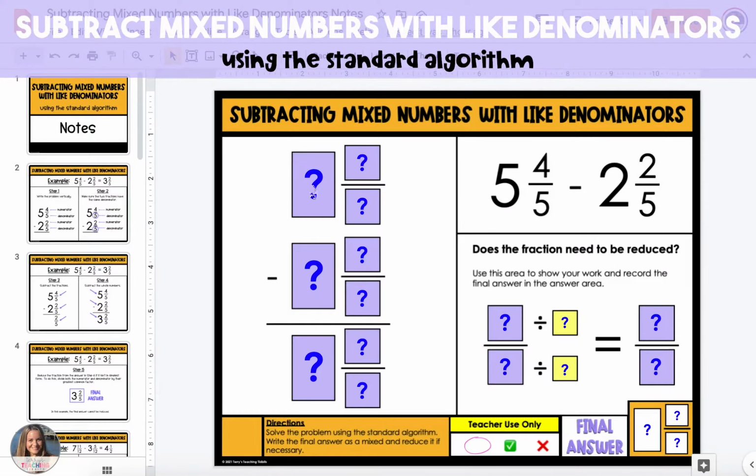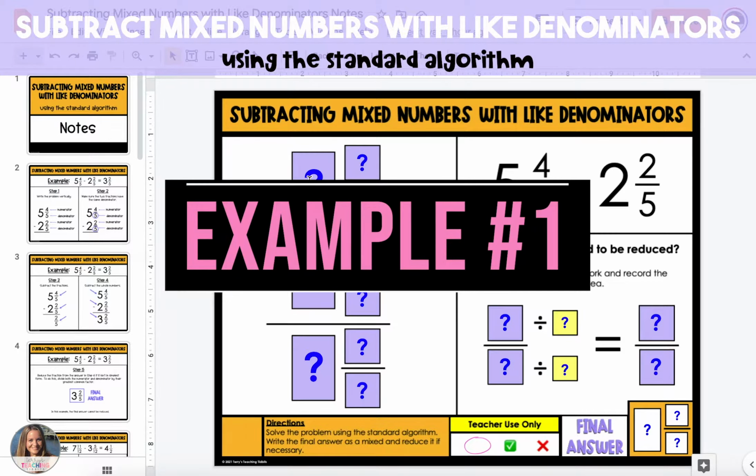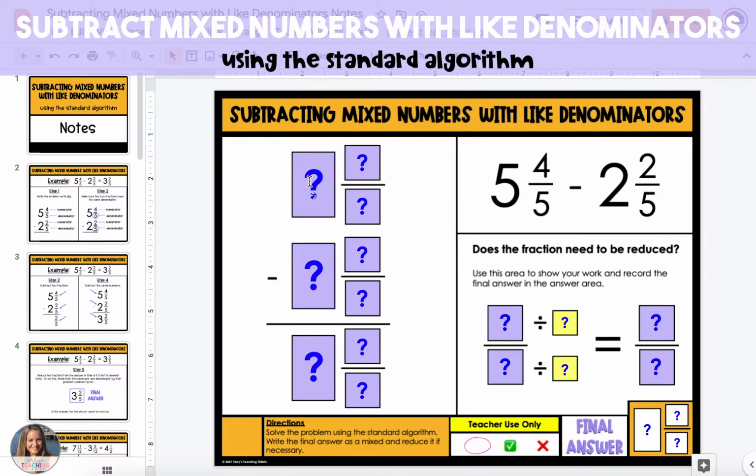In this video, I'm going to take you through two examples of subtracting mixed numbers with like denominators. In the first example, we're going to take 5 and 4 fifths and subtract 2 and 2 fifths. On the left side of the slide, we're going to line up our mixed numbers vertically and type them into the boxes. Then we'll go to the fractions first and subtract them.